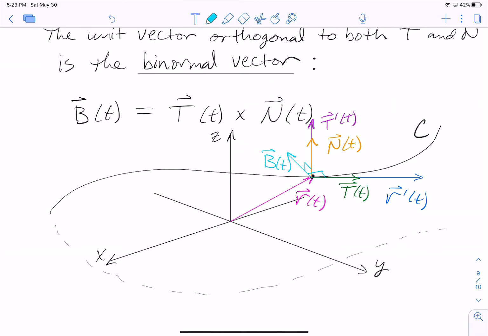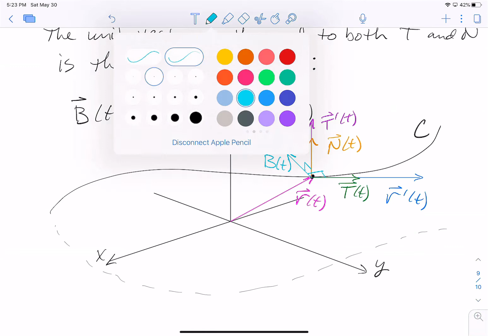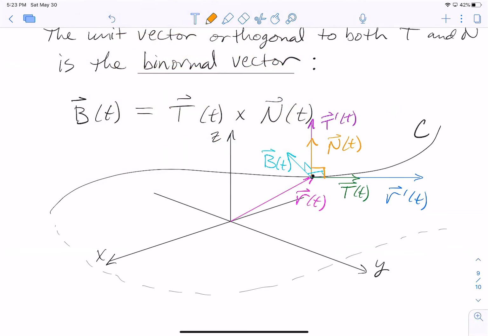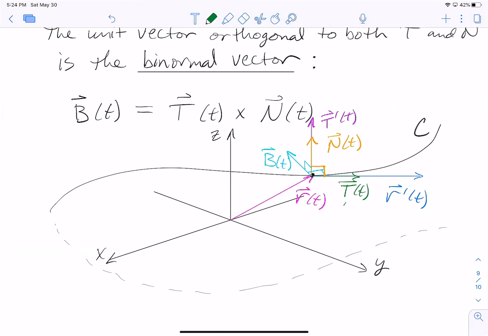Had to figure out how to draw that little right angle there. And as you know, N and T are orthogonal to each other. As we said before, T(t) is r'(t) divided by its magnitude, and N(t) is T'(t) divided by its magnitude. So again, r(t) gives us a point on the curve. Yeah, I know you're tired of hearing it.